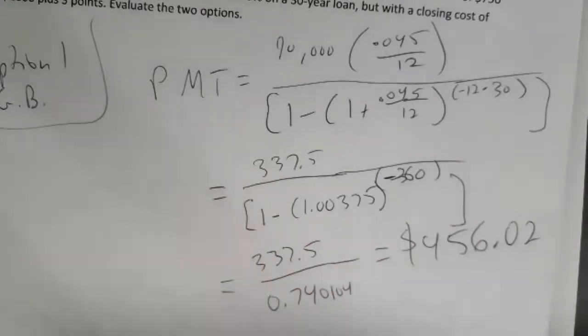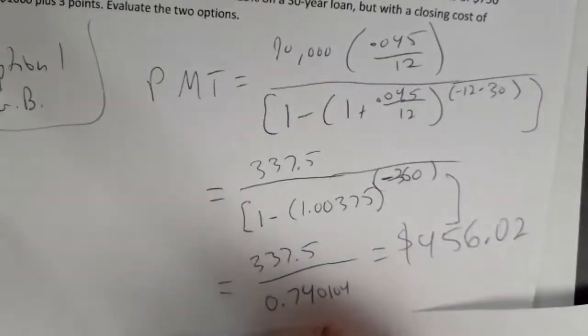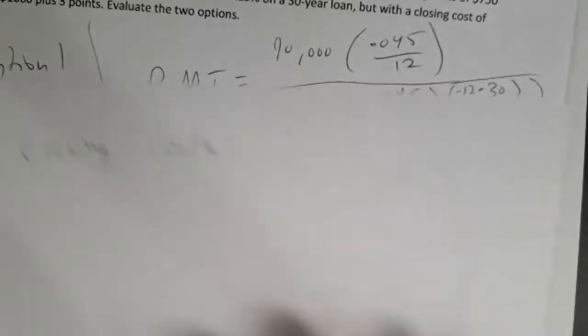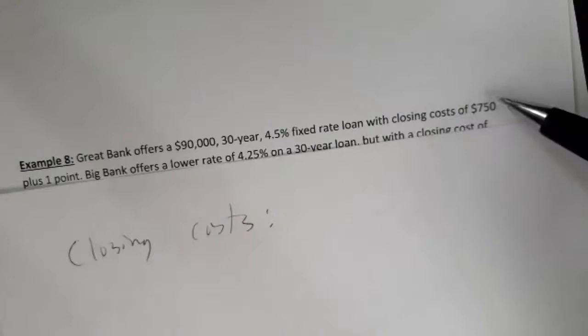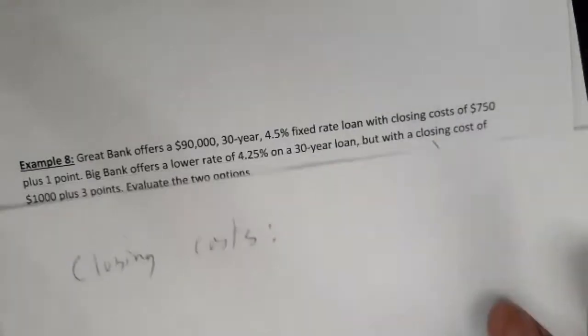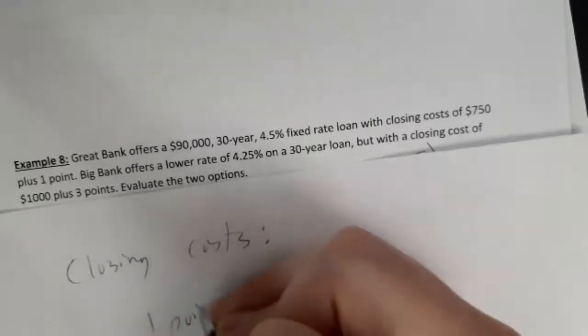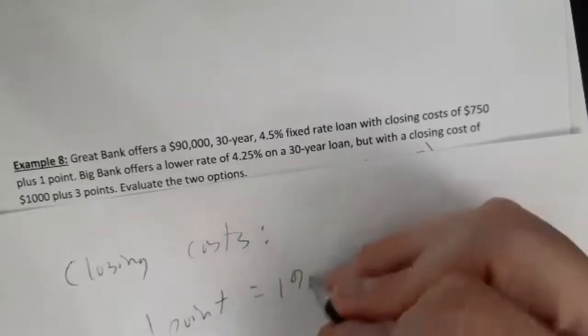So I have my payment at $456.02. I want to know the closing cost. The closing cost is $750 plus 1 point. When they talk about 1 point, what are they talking about? They're talking about 1%.